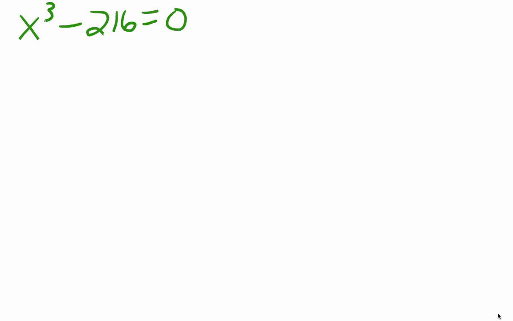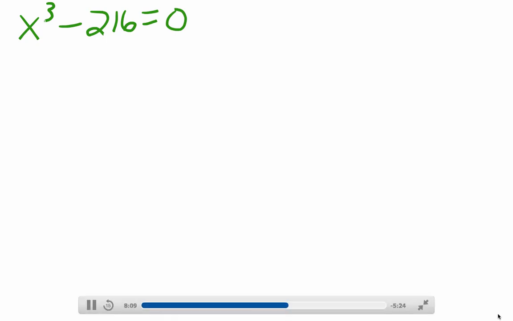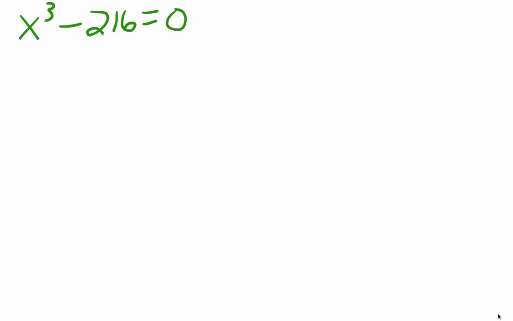Alright, our last problem is x cubed minus 216 equals 0. So everything's already on one side, set equal to 0. And since it's a cube, this one is going to be factored in the form of a minus b times a squared plus ab plus b squared.